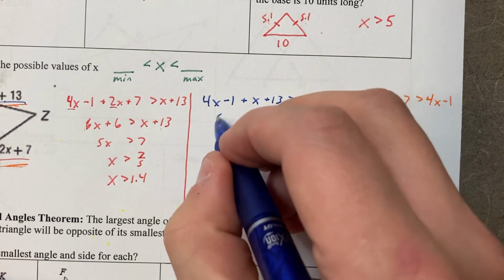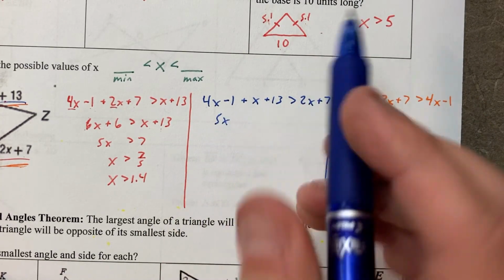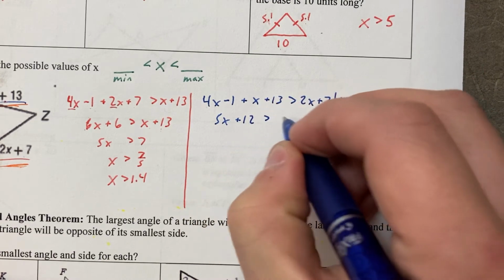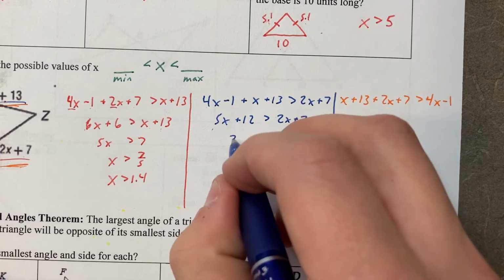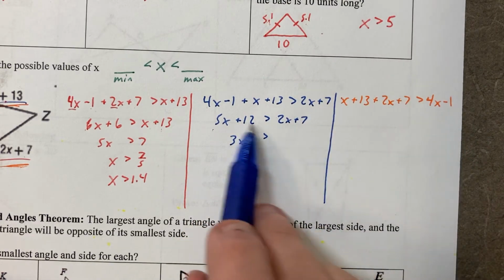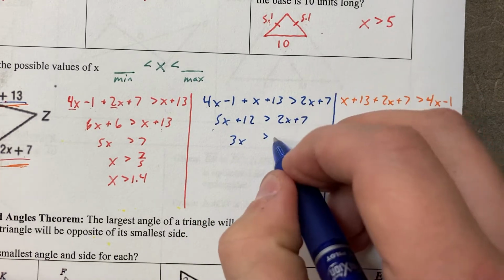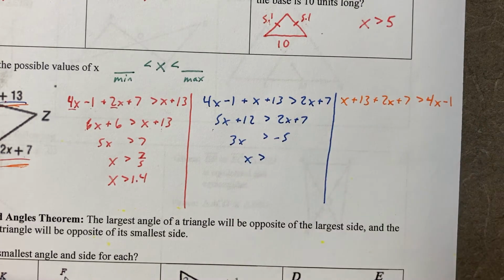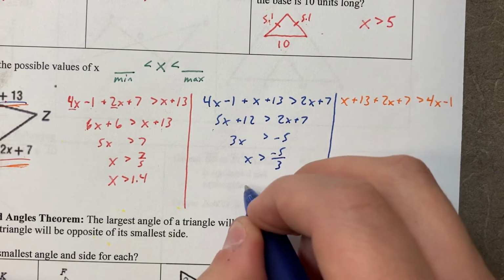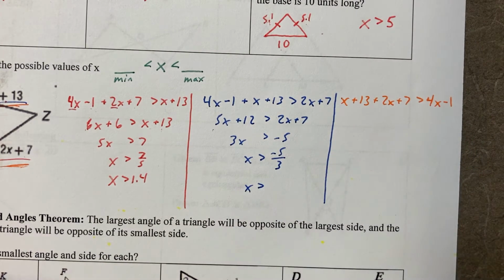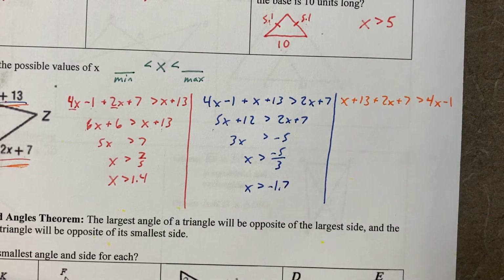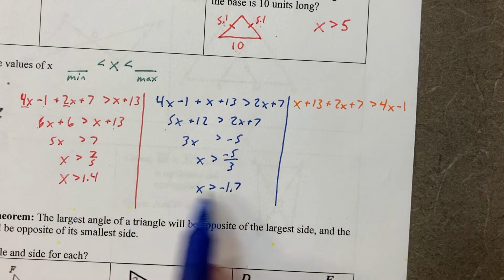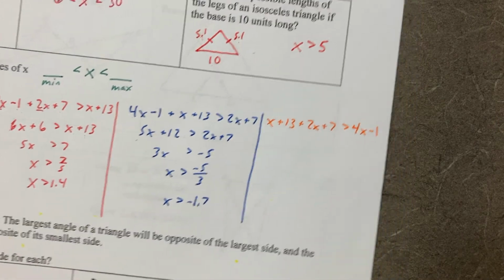We've got 5x. We've got plus 12. We've got subtract the 2x. Subtract the 12. And divide those out. Negative 5 over 3. Negative 5 over 3 is negative 1.7 when you round it. All right. Now these two, we're going to have to figure these out. Just give it a minute though.